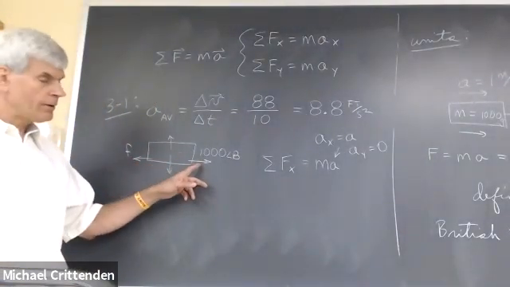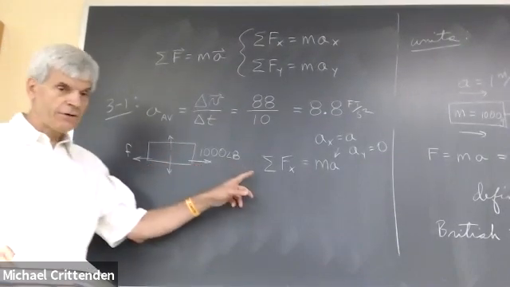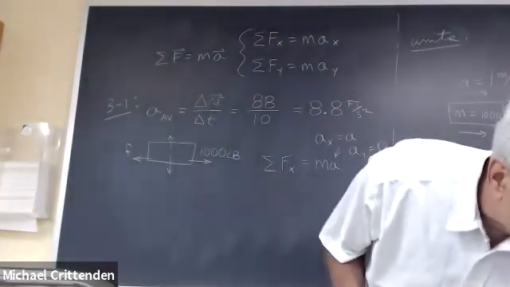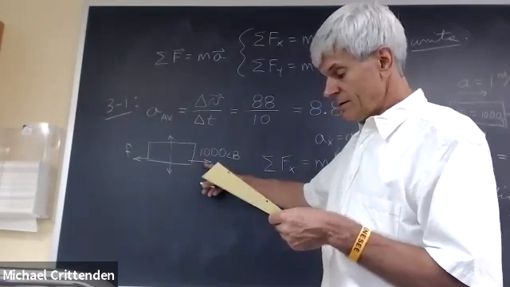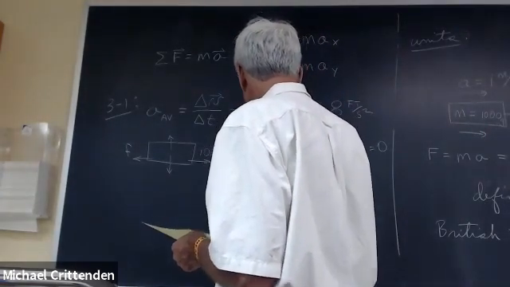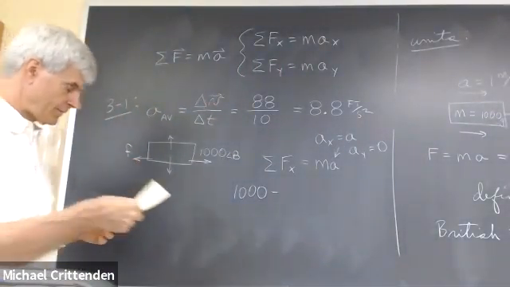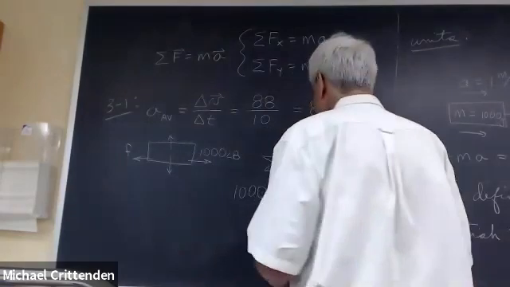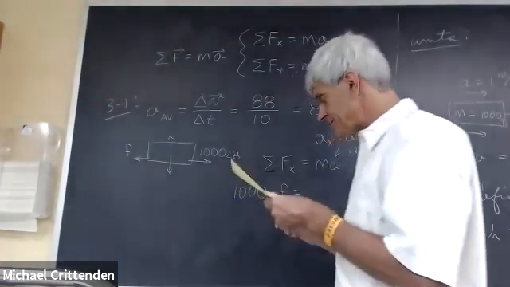Every place you have a horizontal arrow on the picture, that becomes one of the terms in this summation. So pointing to the right, we have 1,000 pounds. Pointing to the left, we have the friction force. Since it's to the left, that gets a minus sign. Positive to the right, negative to the left.